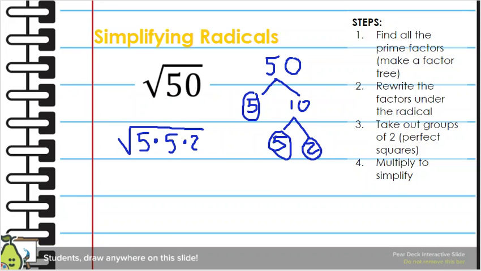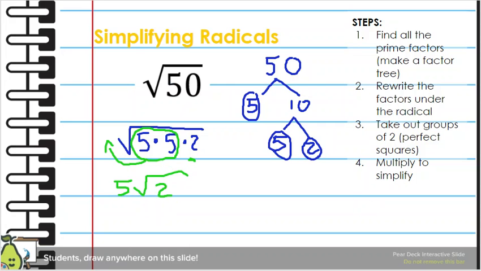All right, so to simplify this, I can pull out groups of 2, because that would make a perfect square. I see I have two 5s here, so I can pull that out of my radical, and what's left underneath, this 2, stays inside the radical. This is the square root of 50 simplified. It's 5 times the square root of 2.